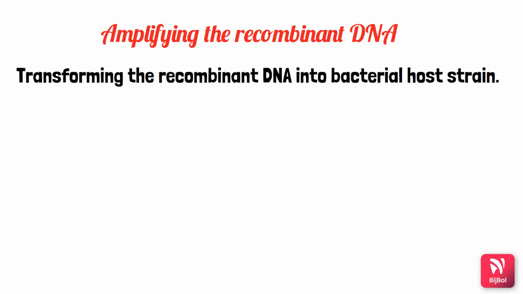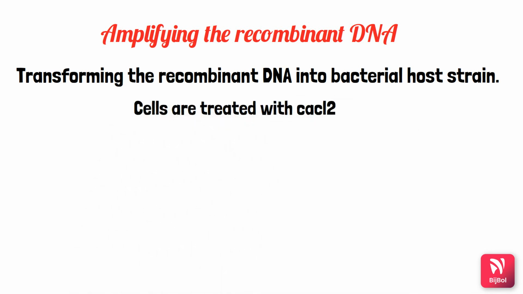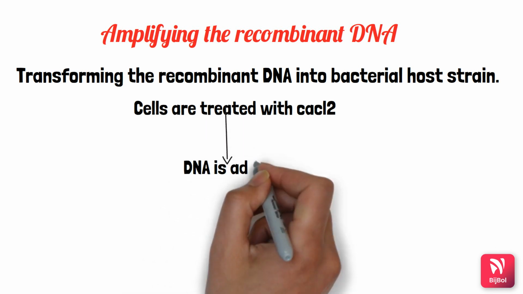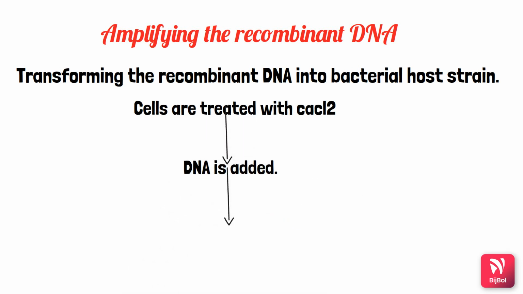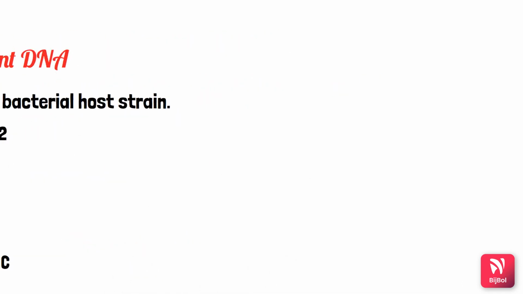How is it done? It is done by transforming the recombinant DNA into a bacterial host strain. So let us know the procedure. First of all, the bacterial cells are treated with calcium chloride. After that, the recombinant DNA is added. Then the cells are heat shocked at 42 degrees Celsius.